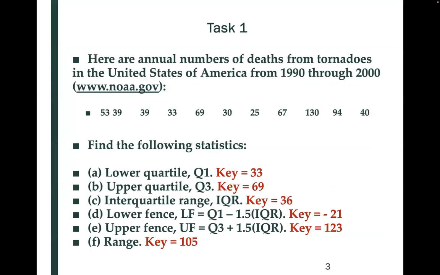So task 1: here are annual numbers of deaths from tornadoes in the United States of America from 1990 through 2000. So here we have a list of numbers, and we want to find the following statistics. We'll want to find the lower quartile, the upper quartile, the interquartile range, the lower fence, which is calculated with the quartile 1 minus 1.5 times the interquartile range, and then the upper fence, which is equal to the quartile 3 plus 1.5 times the interquartile range, and then to calculate the range.